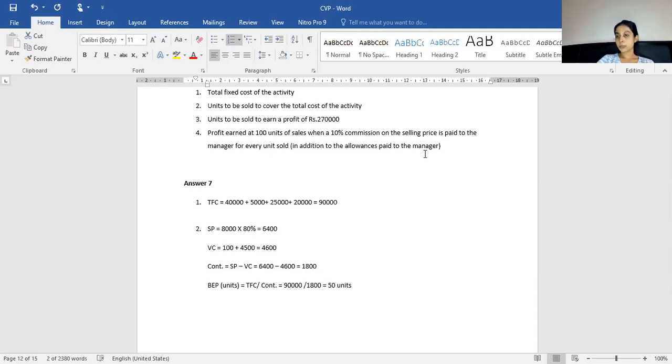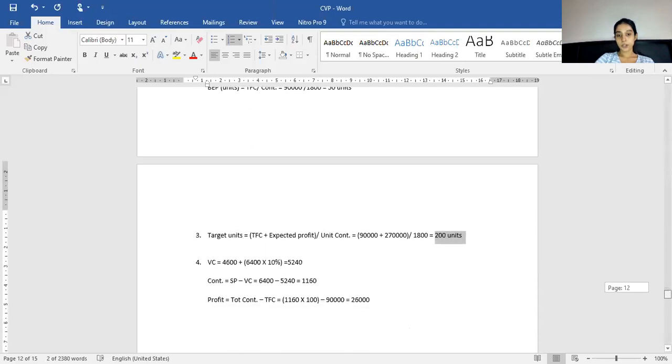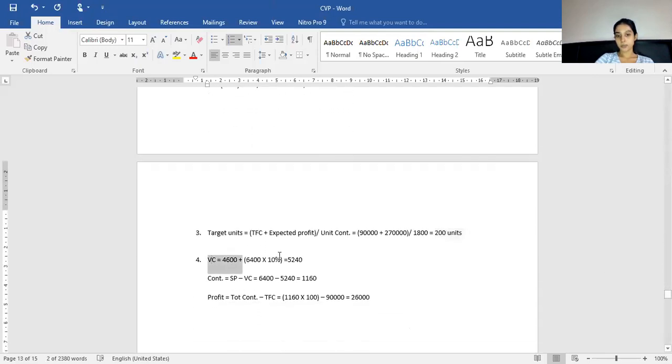So will this commission be a fixed cost or a variable cost? This is a variable cost because it changes in correspondence with the change in output level or activity. Okay, so here we have to recalculate our variable cost. Based on the selling price, we are giving a 10% commission, which is a variable cost.